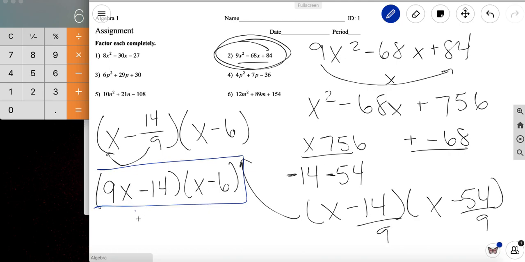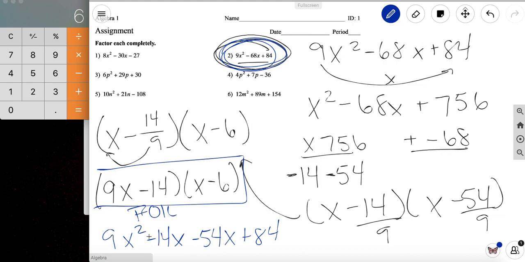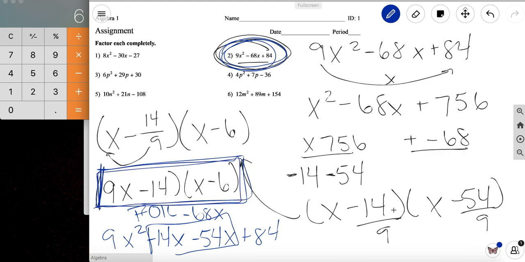How do I know? Because if I FOIL it, I get back to here. I get back to my original. I get back to 9x squared, combine our middles, and I know that this is my answer. So this right here should be what my answer is, not this part.